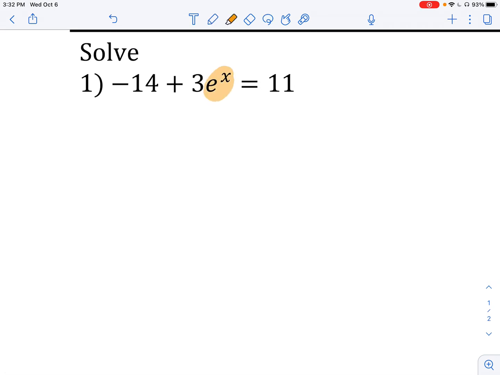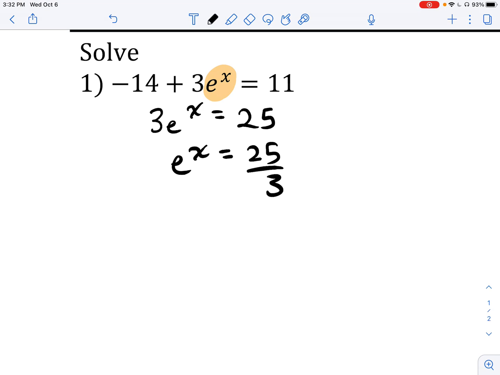So my goal is to try to isolate my exponent. So I'm going to use inverse operations to rewrite this. 11 plus 14 is going to be 25. e to the x is equal to 25 over 3. Now I'm going to take the natural log of both sides. Why did I choose the natural log? Well, honestly, you could take the same kind of log to both sides, but the natural log actually makes a lot of sense here because the base of my exponent is e. So if I take the natural log of both sides, we know that the property says natural log of e raised to some power is just going to be equal to that power.